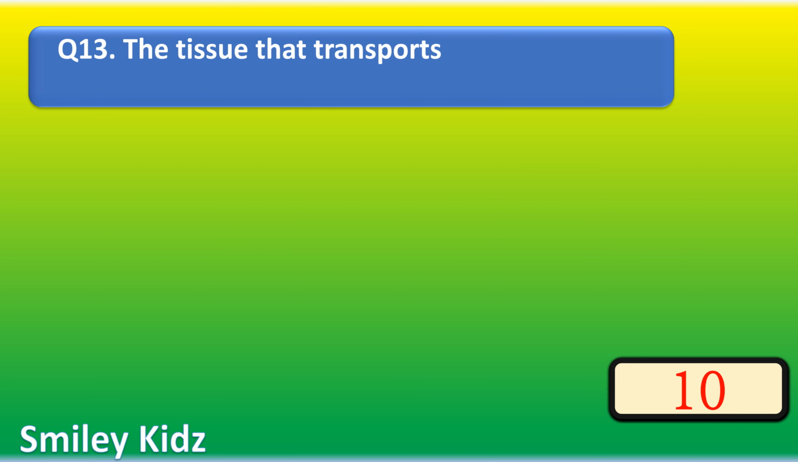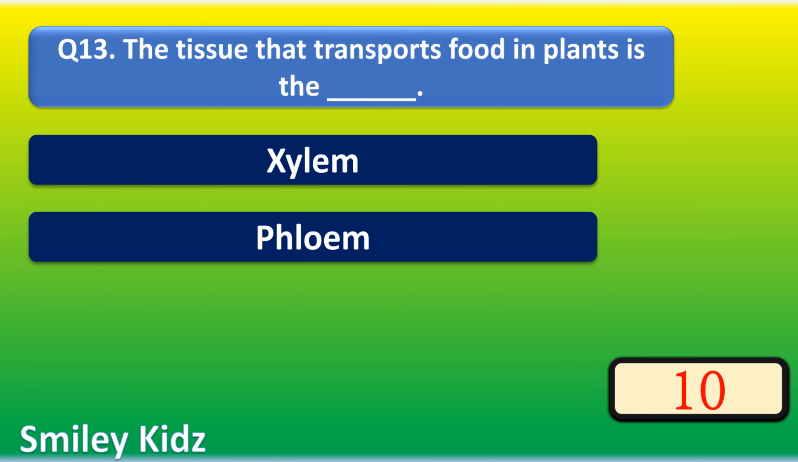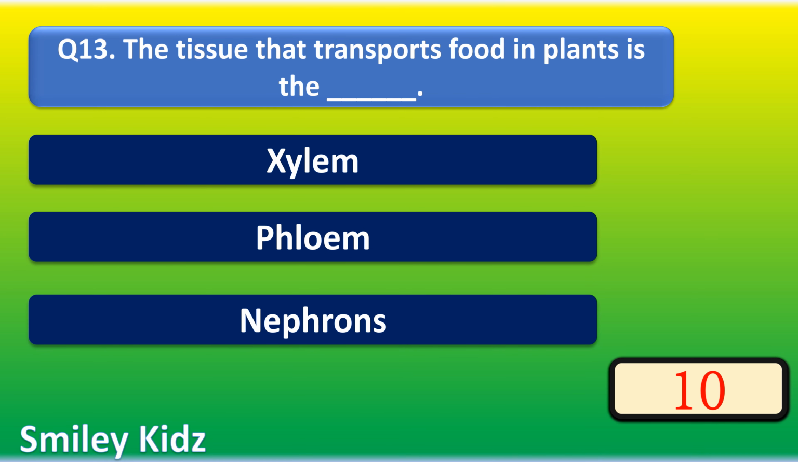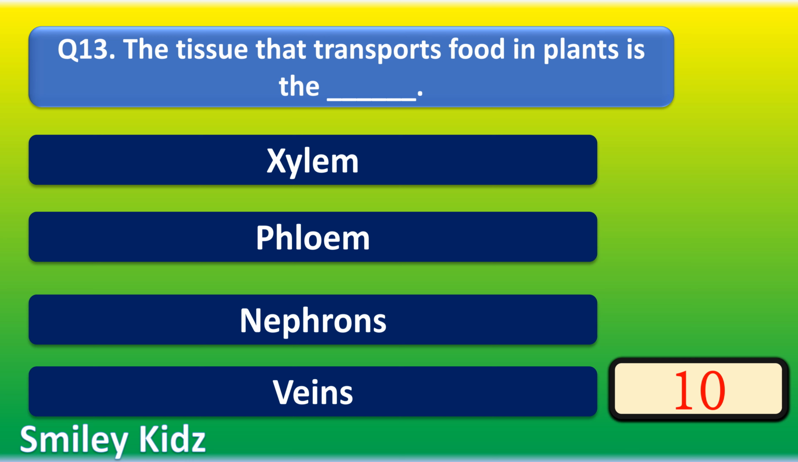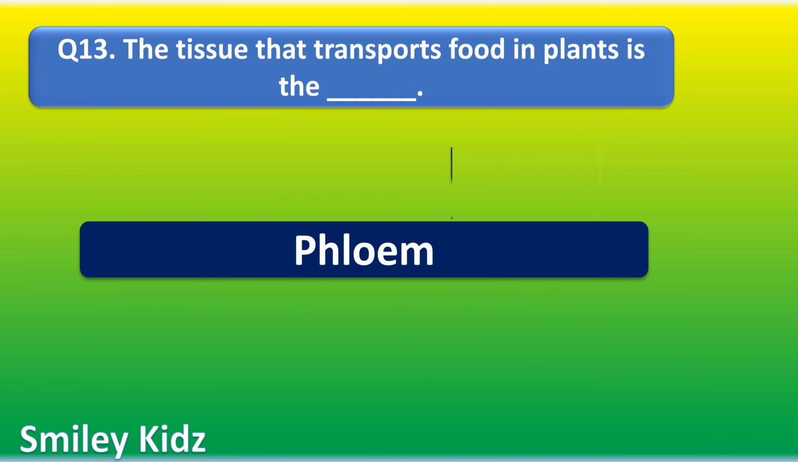Moving to question number 13. The tissue that transports food in plants is the dash. Option A xylem, option B phloem, option C nephrons and option D veins. Your time starts now. Your time is up. And the right answer is phloem. The tissue that transports food in plants is the phloem.